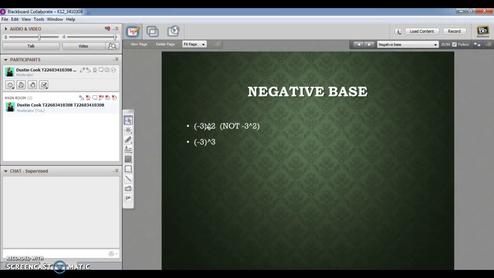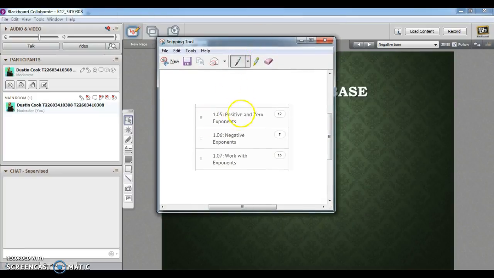Hello, hello. So in class today, I ran out of time, so I didn't get to talk about the most interesting part about exponents. We talked about just the positive and the zero, which was 1.5. We talked about negative, which was 1.6. Now I want to actually show you some work we can do with the exponents so that you guys can rock out 1.7.